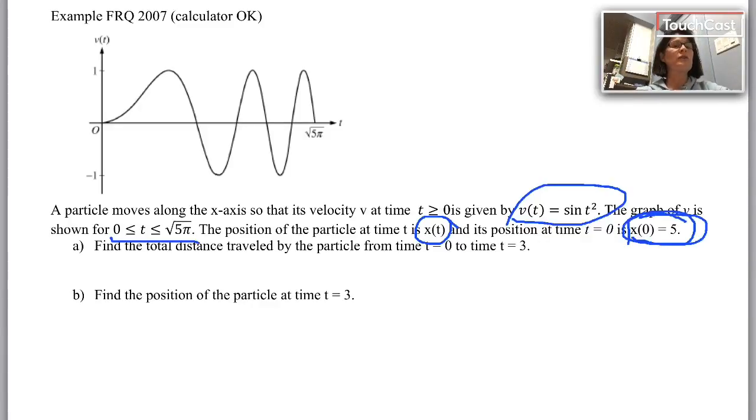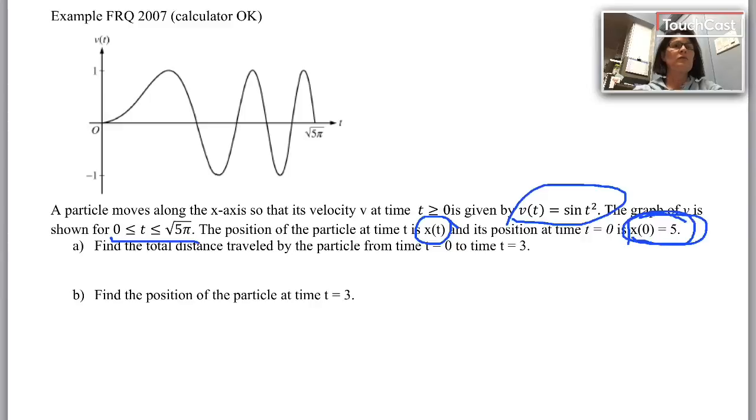So find the total distance traveled by the particle from time 0 to time 3. This is a calculator question on the free response section. This is the integral I expect you to write. I'm going to write it up here so I have lots of room so I can make my notation big enough that you can read it.